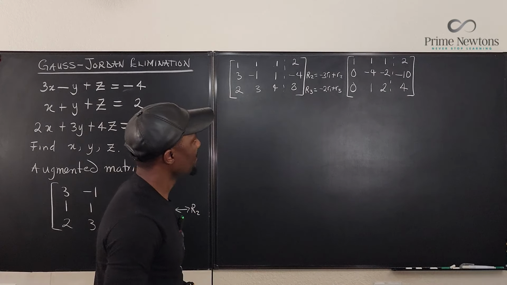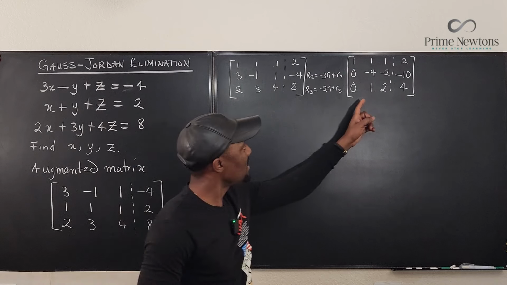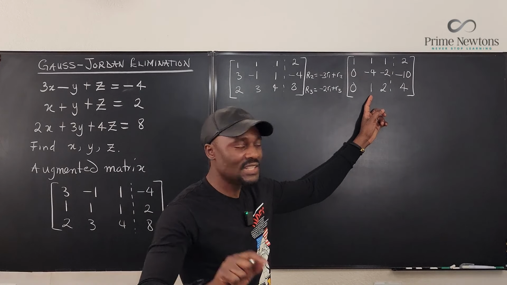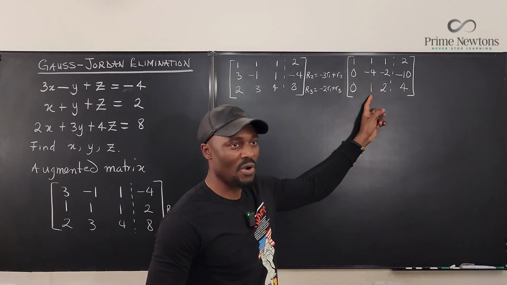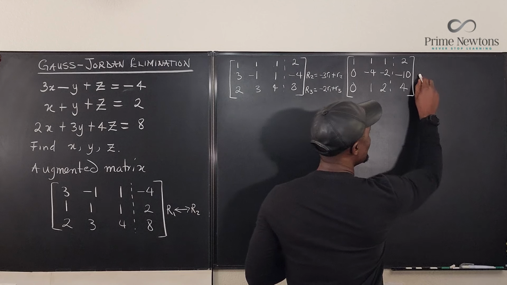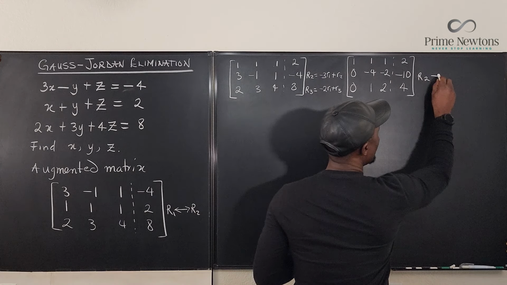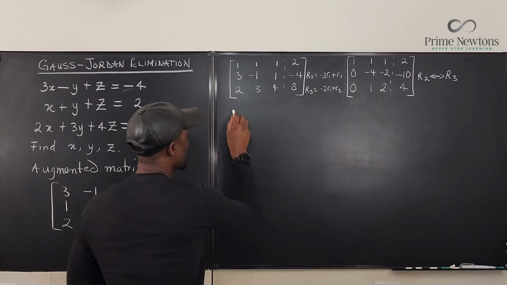Right there. So now what do we do next? Remember that we need to make a 0 here. But it is not easy to work with negative 4 when there's a 1. So why don't you switch these two rows? I'm going to switch row 2 with row 3, and this is what it's going to look like.